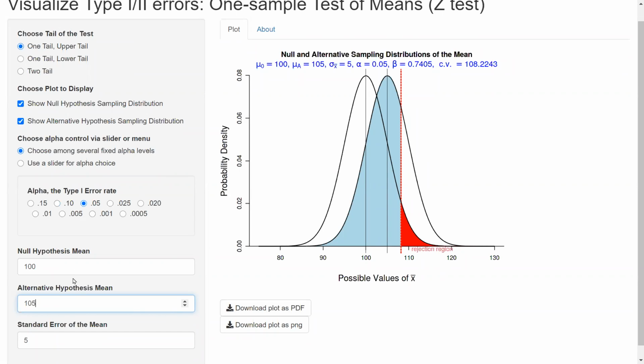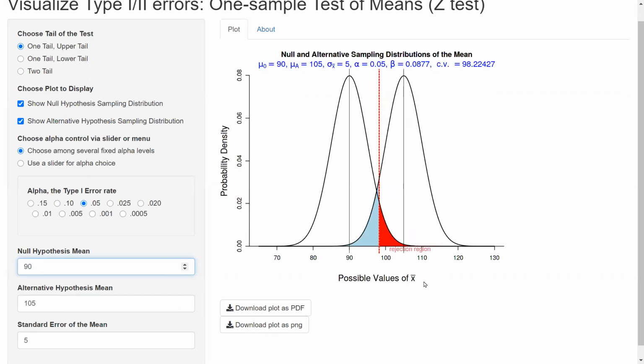Let's literally make the means more separate. So instead of a 5-point difference where the null hypothesis is 5 points below the alternative hypothesis mean, let's make it a 15-point difference by making this 90. So now there's a lot less overlap between those two distributions. And you'll notice that the alpha value has remained the same. The alpha value is still 5%, the top 5%, but that beta value has shrunk from about 74% of the alternative hypothesis distribution to only about 8.7%. So you can see that when there's less overlap, the rate of type 2 errors is lower.